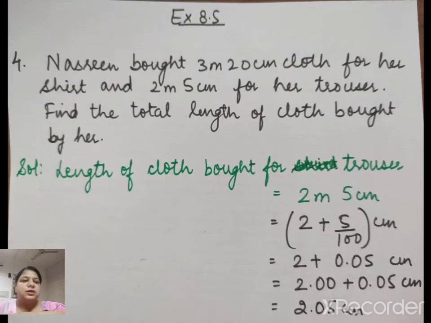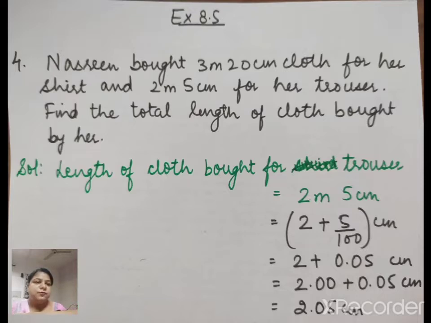Now next we have some word problems. So question number 4 in your book is, Nasreen bought 3 meter 20 centimeter of cloth for her shirt and 2 meter 5 centimeter for her trousers. So you have to find out the total length. To find the total length, what do we need to do? We have to add these two lengths, right? So this is 3 meter 20 centimeter and the other length of the cloth is 2 meter 5 centimeter, right?